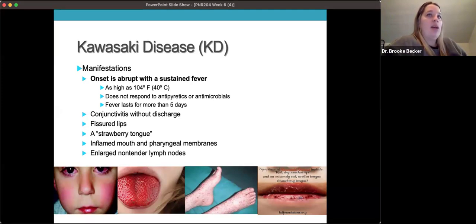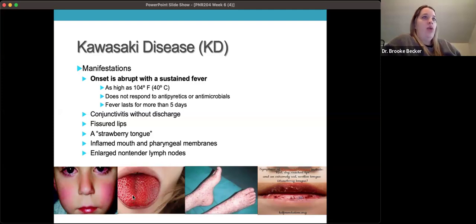Okay. That fever typically doesn't get much better with using antipyretics, so your fever reducing medications like Tylenol or ibuprofen. Okay. And it also doesn't get better if you give them an antibiotic. They're going to have conjunctivitis. So they're going to have these injected red, fiery looking eyes with no discharge. Okay. They're going to have cracked, fissured lips. Their tongue is literally going to look like a strawberry with these kids.